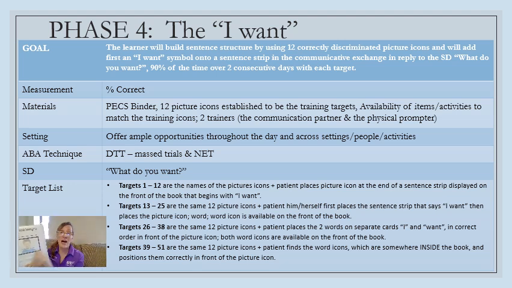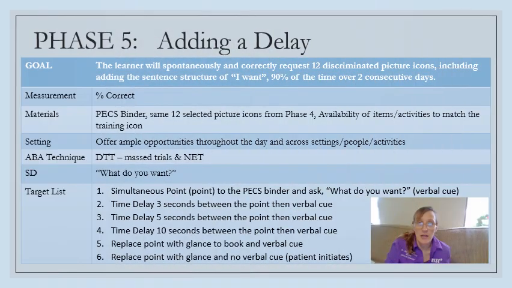So they've got to go find the "I," put it there, find the "want," put it there, and then find the orange and put it there. So now they're actually building their own sentence. Awesome. All righty then, we are getting there.